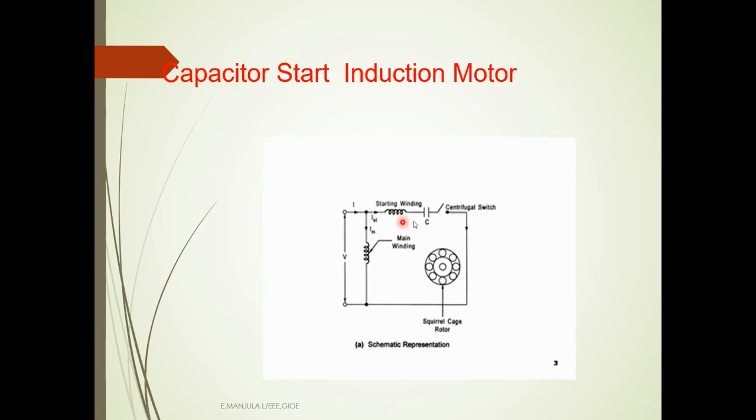So this is a capacitor start motor. This is the starting winding and this is the running winding. What we are using is one capacitor in series with the starting winding, and there is a centrifugal switch. We use this capacitor only at the starting time. Okay.